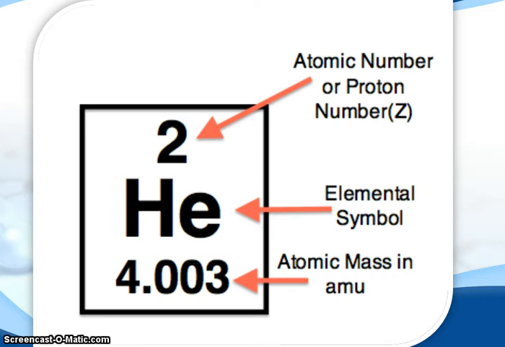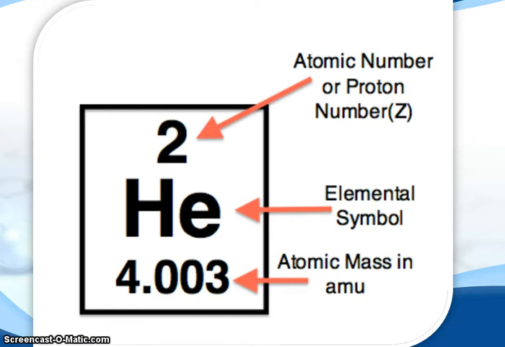To read the periodic table, you will need to know that the elemental symbol is basically what element it is, while the atomic number, or proton number, is basically the amount of protons in the element. It's termed Z by scientists. The bottom number is atomic mass, which is measured in atomic mass units, or daltons. And that is basically the number of protons and neutrons in the element.